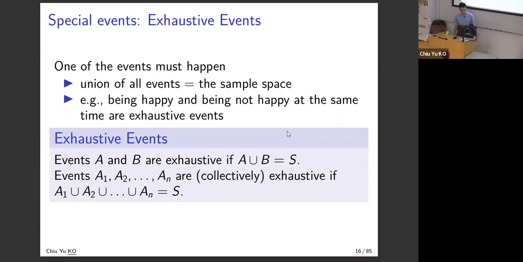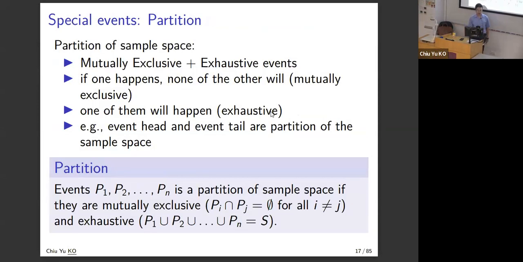And exhaustive events means at least one of them is true. It can't be that both of them are false, okay? So that's the idea. And partition means one and only one of them will be true, okay? So that is the idea, okay? So there are 3 ideas of the event.